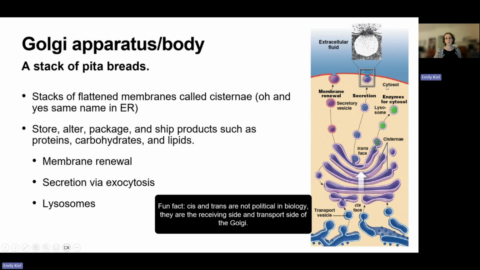Here we see that we're getting some secretion of product into this extracellular fluid, and that happens via exocytosis. The Golgi is also where those lysosomes come from that are going to hang out in the cytosol. The cis and the trans sides are not political in biology, but they are the receiving side for these vesicles, and then the transport side where the Golgi are going to send things out. Things usually go in the cis space and out the trans space.